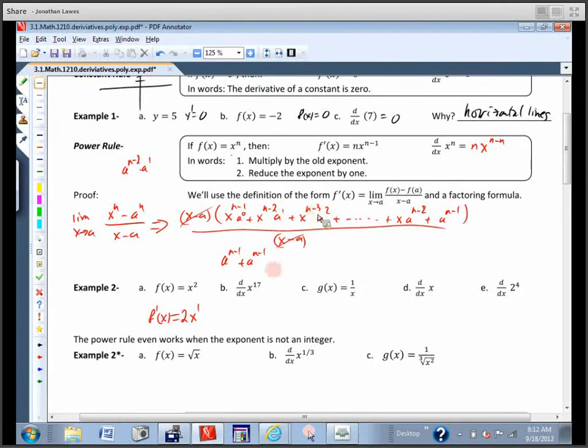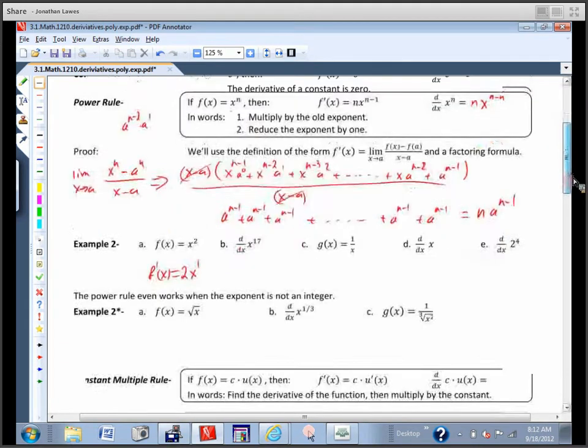This is going to be a to the n minus 2 times a. Well, if I have a to the n minus 2 times a, I'd add the exponents, so that's going to be a to the n minus 1. If I do it here, this is going to approach a to the n minus 3, add 2 to that, so that's going to be a to the n minus 1. And that's going to happen on every single one of these. So this one's going to be a to the n minus 1, and this one there's no x in it, so it's already a to the n minus 1. And there are n of these terms, and they're all identical, so this would be n a to the n minus 1.